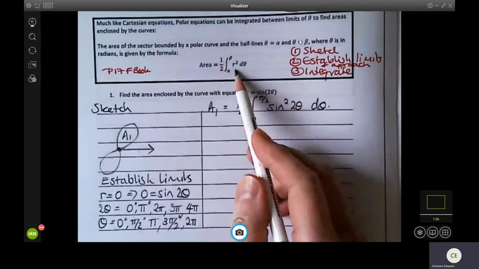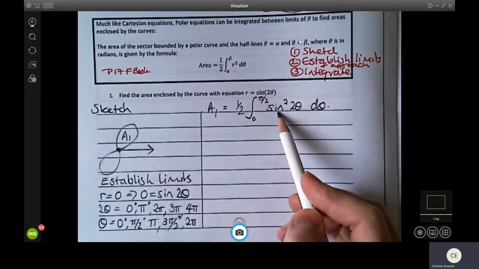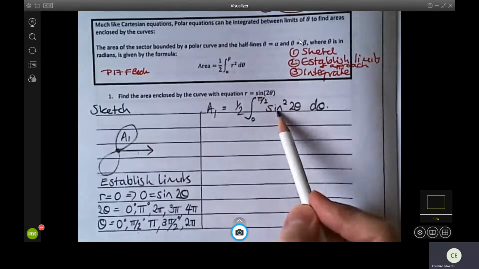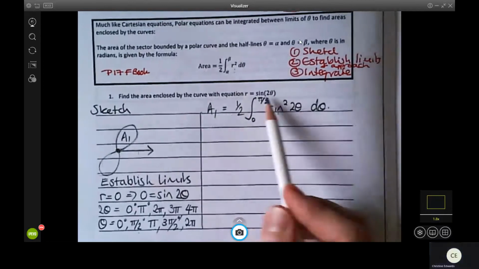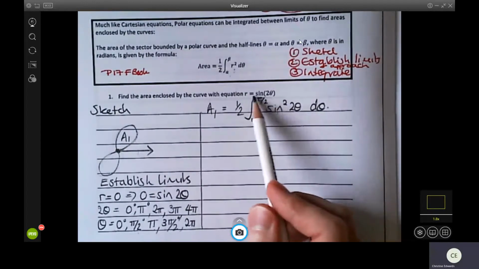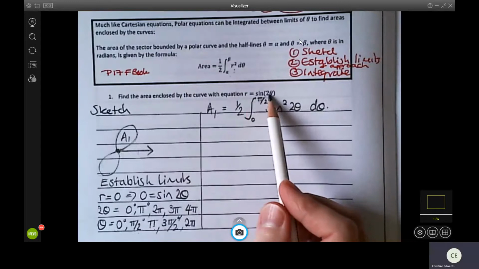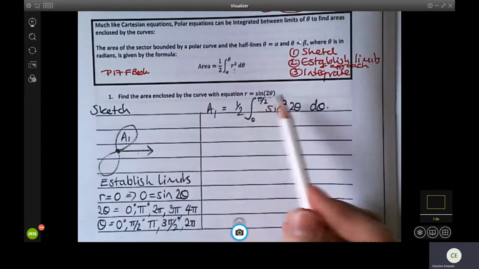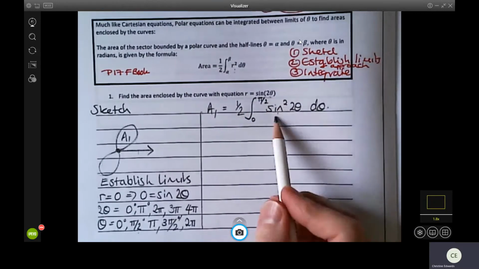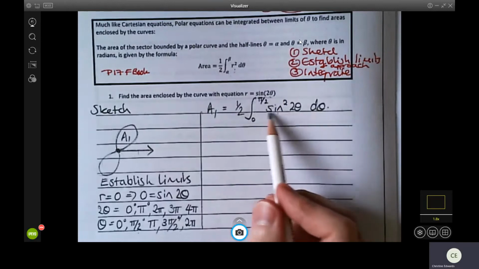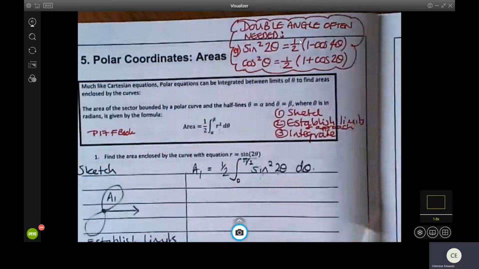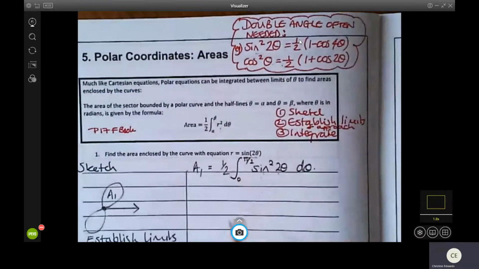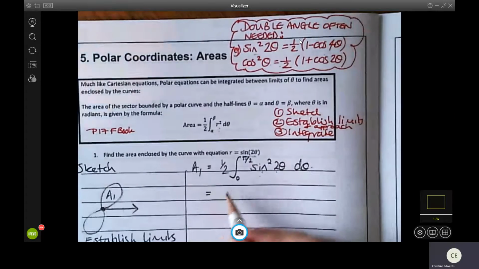And you will now see what we've suddenly got to think about: integrating sine squared, because I've squared my equation here, and often polar equations involve sine of theta. So I'm going to replace sine squared 2 theta with the double angle formulae. And I've already written that out at the top of the page. Okay, so let's work through that.